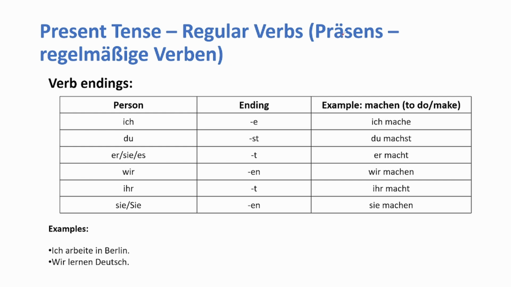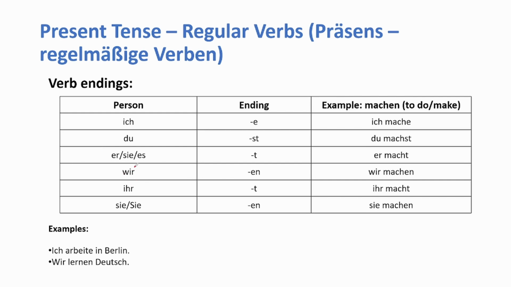In this slide, we are going to learn about present tense with regular verbs. Präsens, regelmäßige Verben. When we use ich, the verb that we use with ich ends with e. For example, with verb machen, when we use it with ich, the verb machen becomes mache. The pronoun du ends with st. For example, du machst. With pronoun er, sie, es, the verb ends with t. For example, er macht.